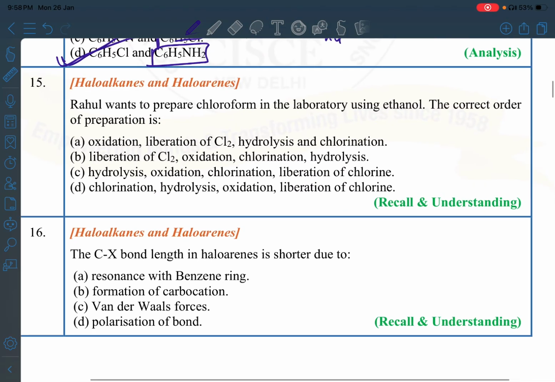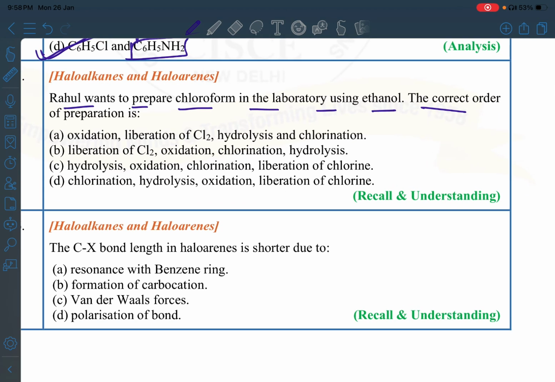Then question number 15, Rahul wants to prepare chloroform in the lab using ethanol. The correct order. So the lab method for chloroform. First step, we use bleaching powder, and this bleaching powder liberates Cl2 gas. Okay. Now this Cl2 gas reacts with C2H5OH and acts as an oxidizing agent and converts it into CH3CHO, in the form of acetaldehyde.